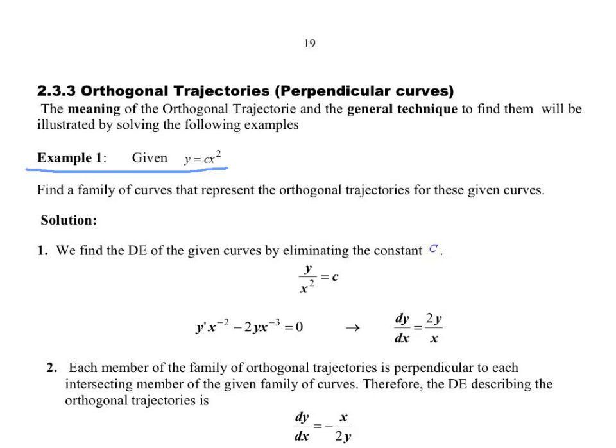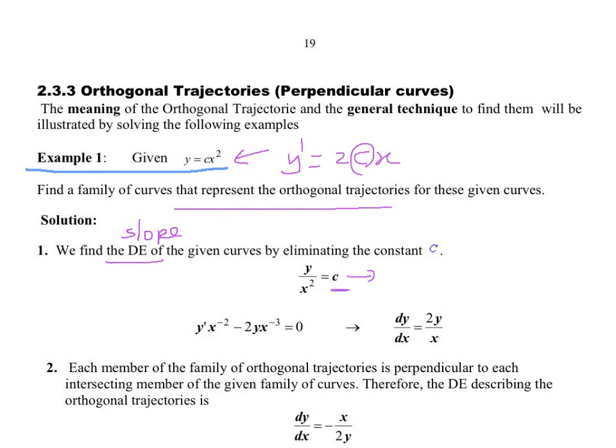Here is another example for finding orthogonal trajectories. Given these curves, find orthogonal trajectories for these curves. Like we said before, we have to do 3 steps. The first step, find the slope of the given curves, which is the derivative of the given curves. You cannot differentiate by saying simply 2cx because the derivative cannot have c in it. So you have to separate c and then differentiate.